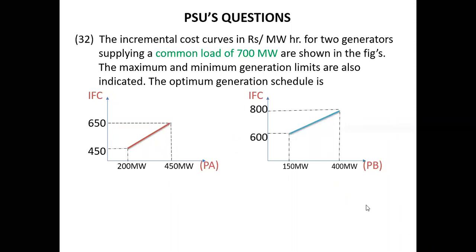Now tell me in our chat box, which generator will have more incremental fuel cost? I'm talking about incremental fuel cost, not generation. Yes, very good. So many people are giving that the second generator is having more fuel cost when compared to the first generator. Now tell me, what would be the share in between these two? Which generator will take more share out of 700 megawatts? Generator A or generator B?